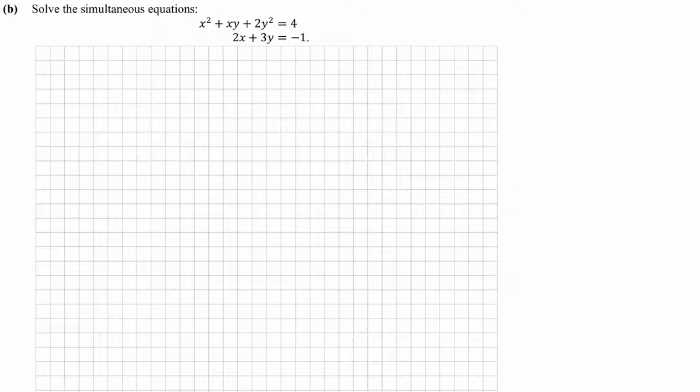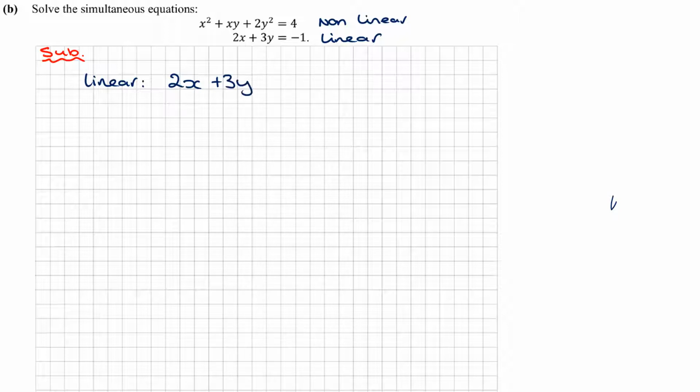So part B then is solving simultaneous equations, and you might notice here that we have a nonlinear and a linear. So our method for simultaneous equations where we have a linear and a nonlinear is the substitution method. So the first step is we take our linear, which in this case is 2x plus 3y equals minus 1, and we rearrange it to isolate one of the terms. Now, it really doesn't matter which one you isolate.